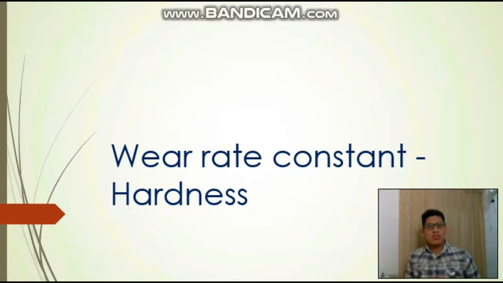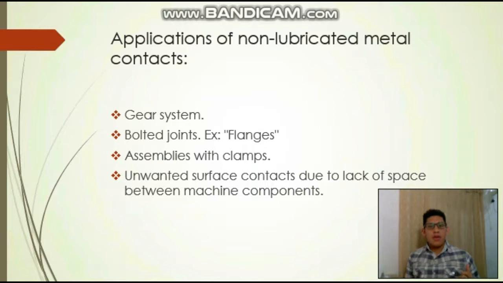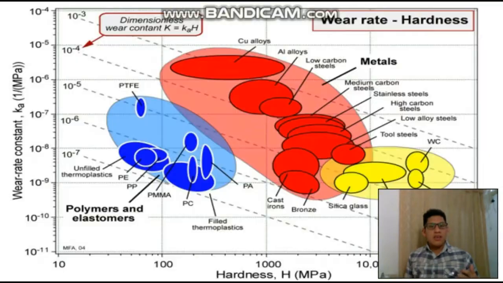Examples of application of no lubrication metal contact: gear systems, bolted joints, for example flanges, assemblies with clamps, etc. We can see the diagram of wear rate constant versus hardness.